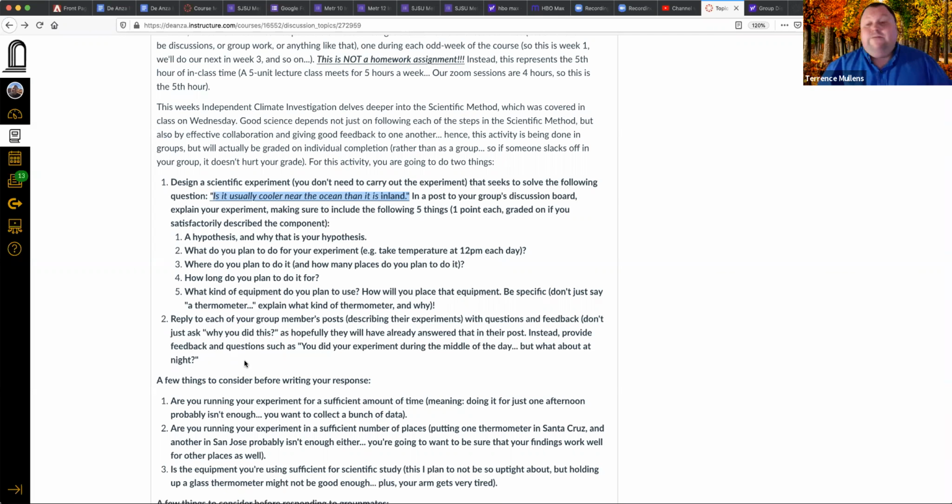And then finally, once you've done that, you may have to wait a couple of days until your group mates have responded, or you can all discuss when you're going to do it. But then you're going to reply to each group member. You're going to read their experiment, and then you're going to provide feedback on it. So let's say somebody else says, I'm going to do it for San Jose and Santa Cruz. And then you say, okay, well, that's good for over here, but why don't you do it for a few other places as well? Like making a suggestion. So that's all I'm looking for there. And that only has to be about 50 words long per person. So you're going to reply to each person.